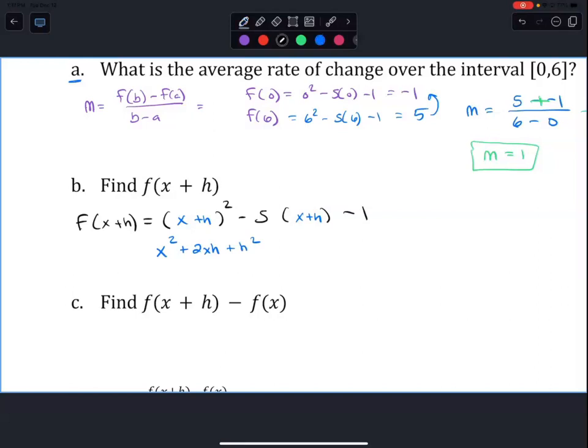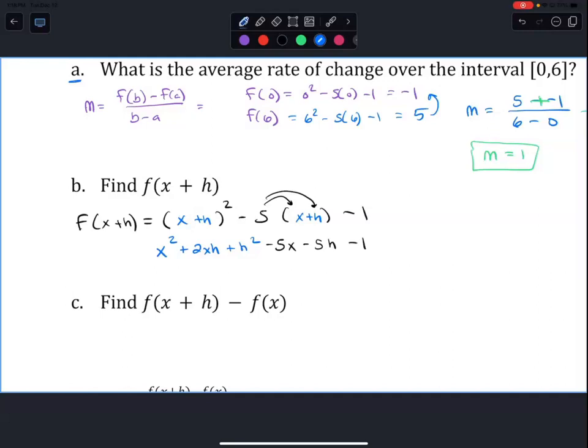Then I'm going to subtract this -5, distribute -5 into x and h. So minus 5x minus 5h, and then minus 1 here in the back. Right, that's just me plugging in x plus h into my x. I had to square one of them, and I had to multiply the other one by -5. Okay, so that's part of my numerator.